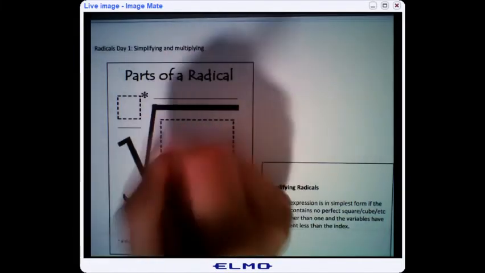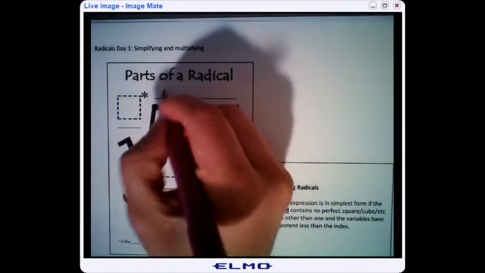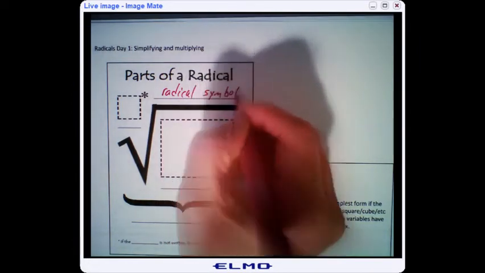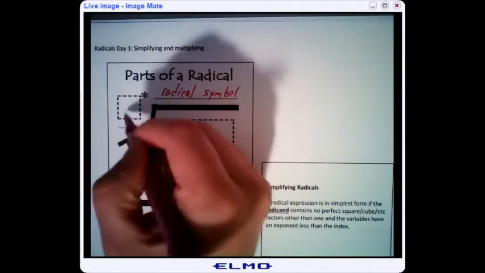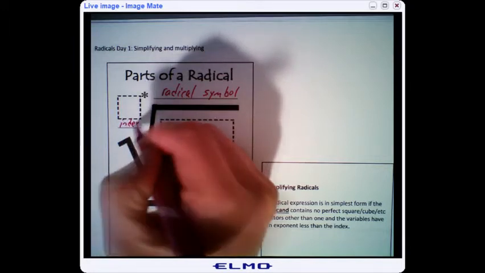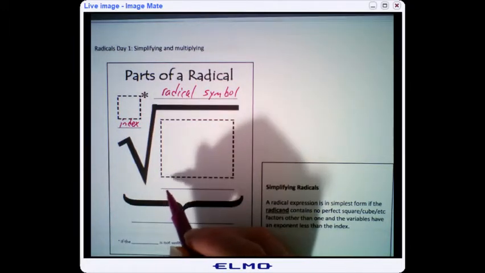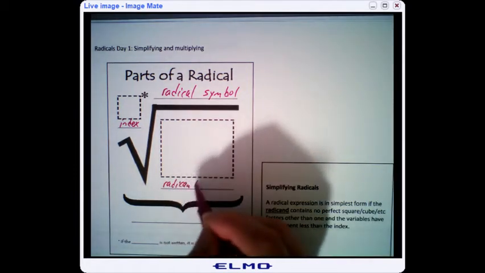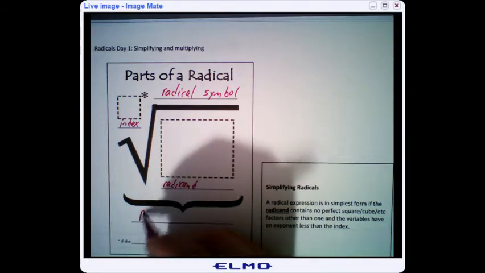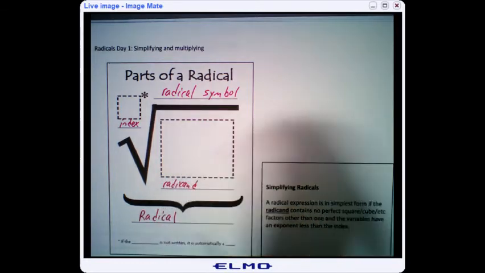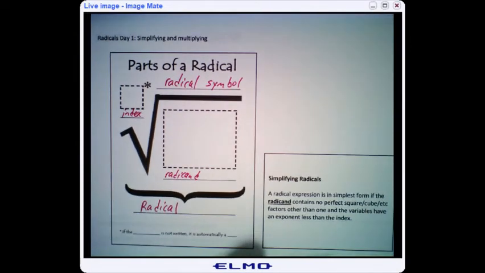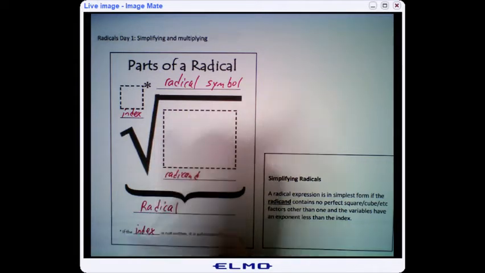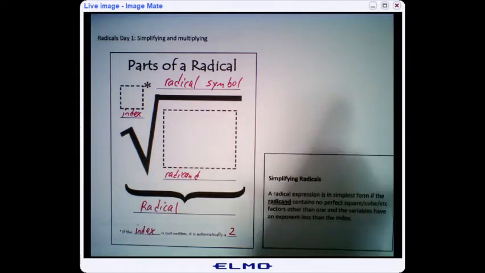This check mark kind of thing right there is called a radical symbol. Whatever number is here is our index. Whatever is underneath is our radicand. And then the whole thing is called a radical. If the index is not written, so if it's blank, it is automatically a 2, or a square root.